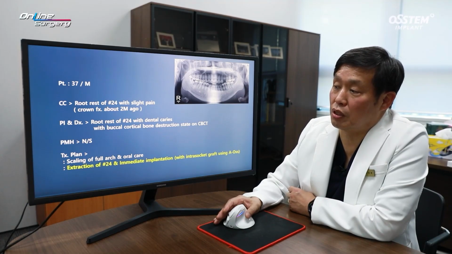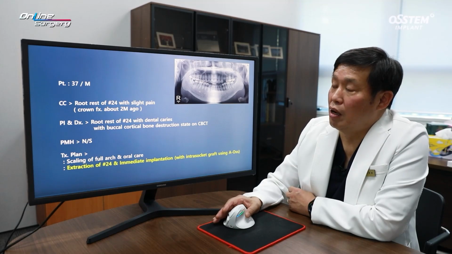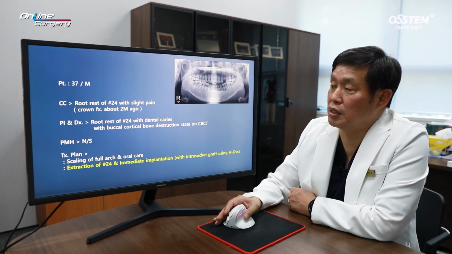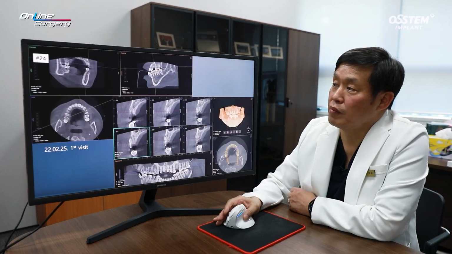The treatment plan: the patient did not have any special medical history. Oral care was provided. Number 24 was to be extracted. Immediate implant placement was planned because the patient had no buccal wall. As for internal socket graft, A-Oss will be used.